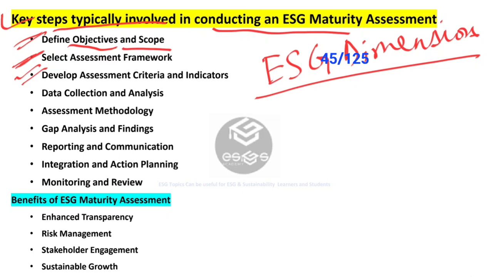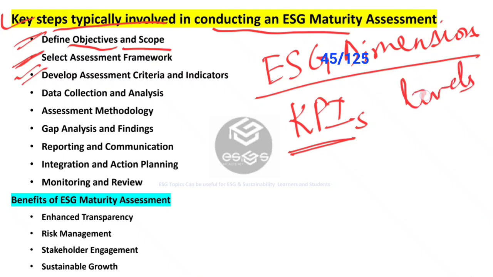Then the third one is develop assessment criteria and indicators. Now the criteria means defining specific criteria for assessing ESG maturity based on the selected framework and organizational priorities. For indicators, we need to identify key performance indicators for each ESG dimension to measure the maturity levels. To measure maturity levels, we need to identify KPIs.